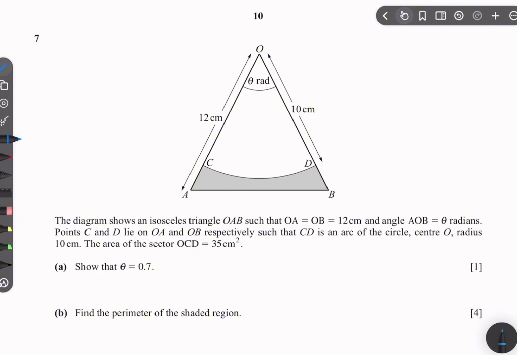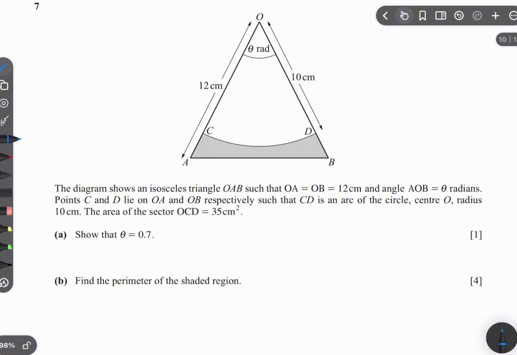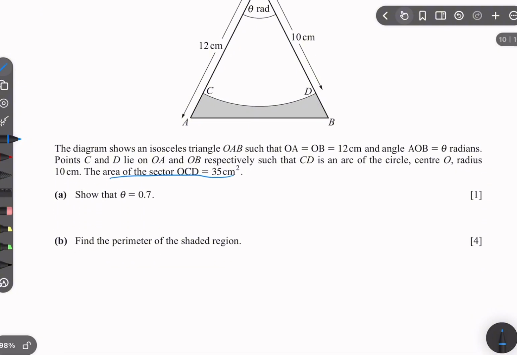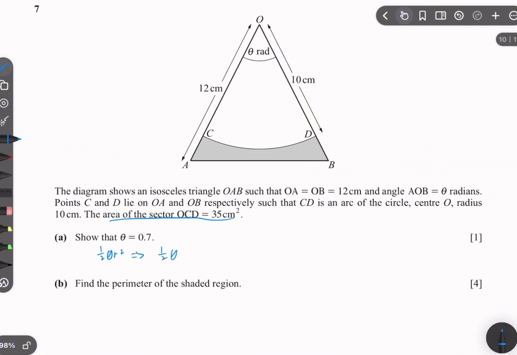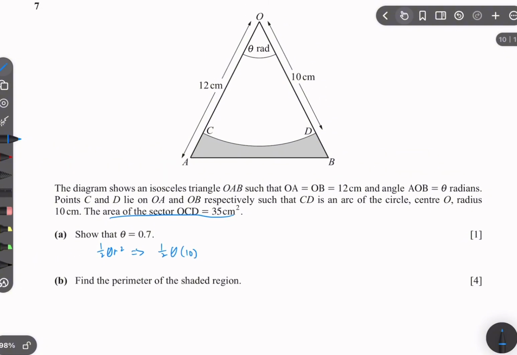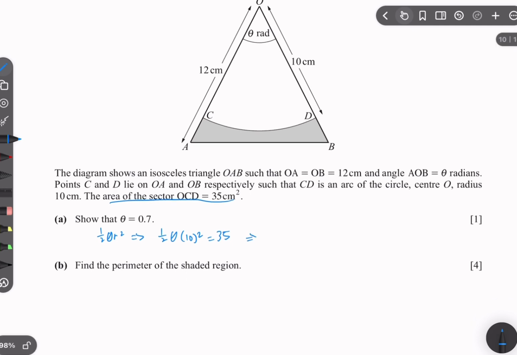So we can use the area of the sector, half theta r squared, to prove that theta is equal to 0.7. Because we have this area of sector. The r will be 10 because it's the radius of the circle. And this is equal to 35. So if you rearrange, theta will be 0.7.